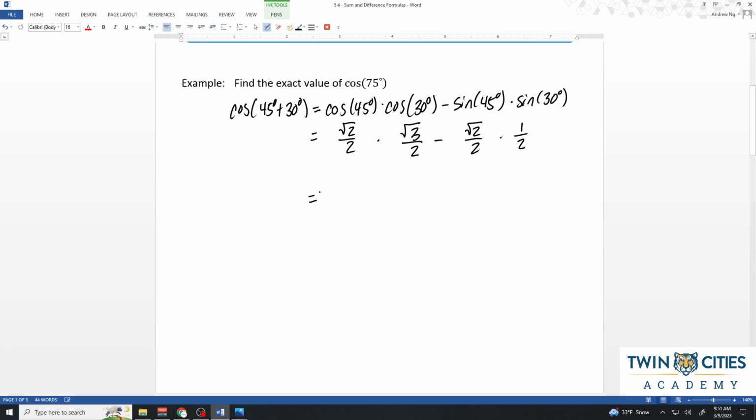All right, square root of 2 times square root of 3, that'll just be square root of 6, over 2 times 2 is 4, minus square root of 2 times 1 is square root of 2, over 2 times 2 is 4. These fractions have the same denominator, so I'm going to go ahead and subtract them. This is going to be the square root of 6 minus the square root of 2 over 4.